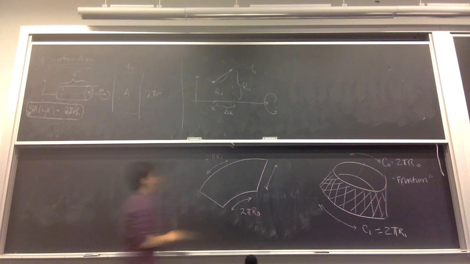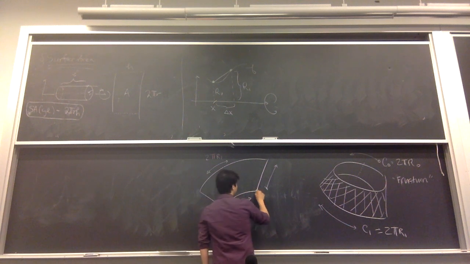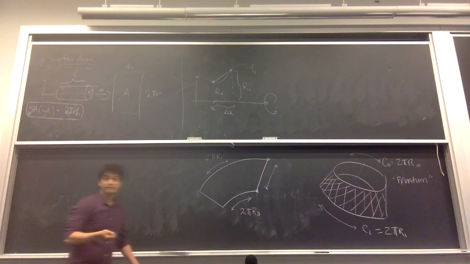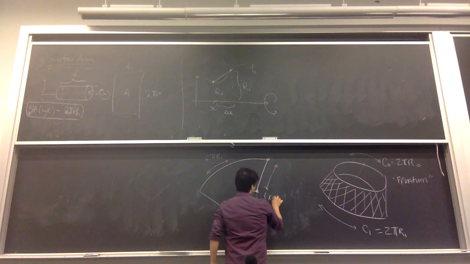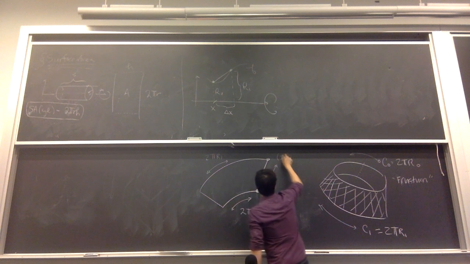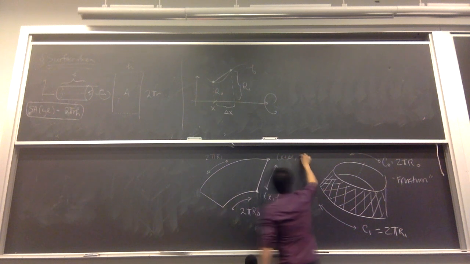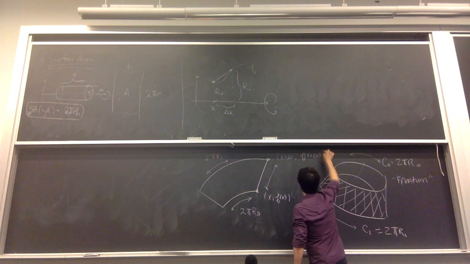So let's work it out. Remember that we're working on a chord, right? These 2 points lie on the curve f. This point in particular was x, f of x, and that point up there was x plus delta x, f of x plus delta x.